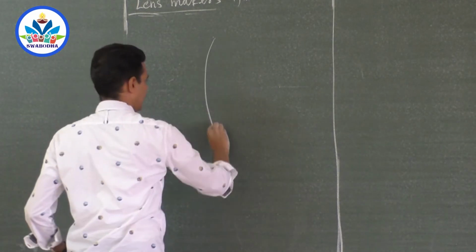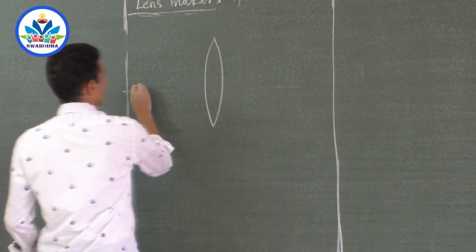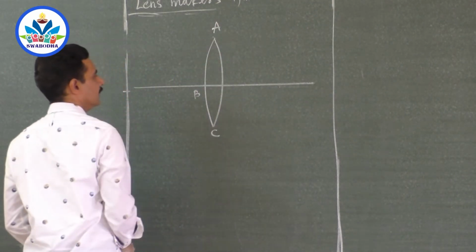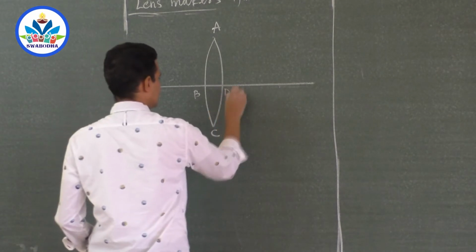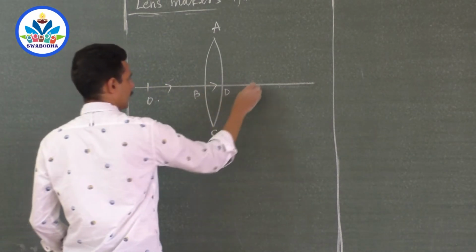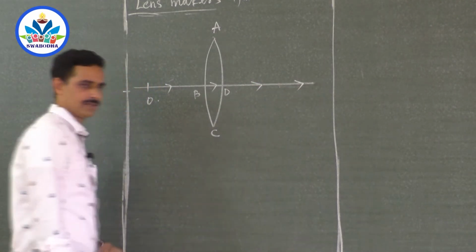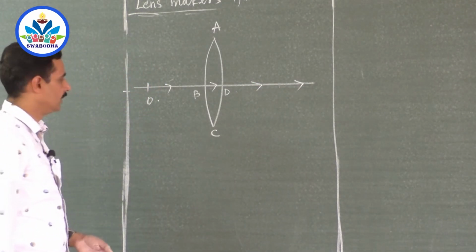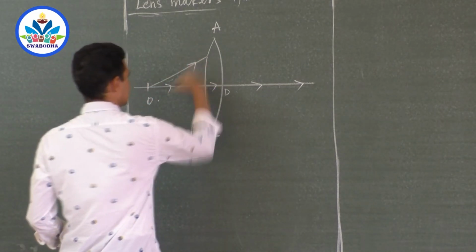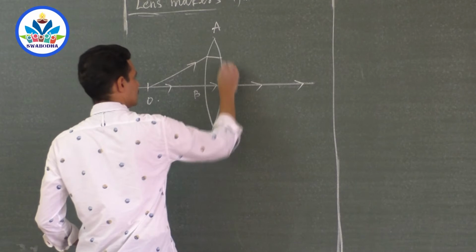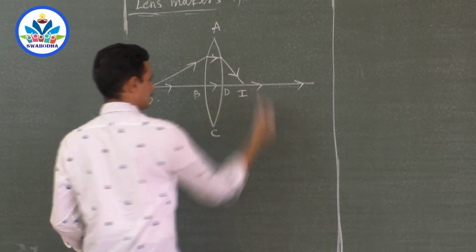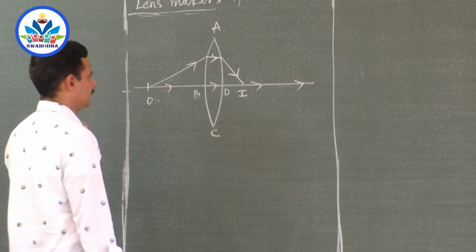So take a lens ABC. You can also draw it again. And this is D. O is a point object. One ray of light incident along the principal axis passes undeviated, no problem. It's incident normally. Normal incidence, no deviation. Another ray of light incident like this. First bending towards this one, second bending towards this one. So finally it meets the principal axis at I. That is the final image.